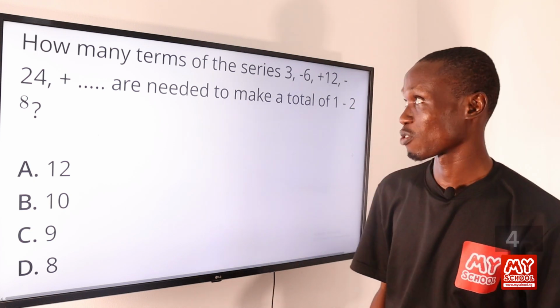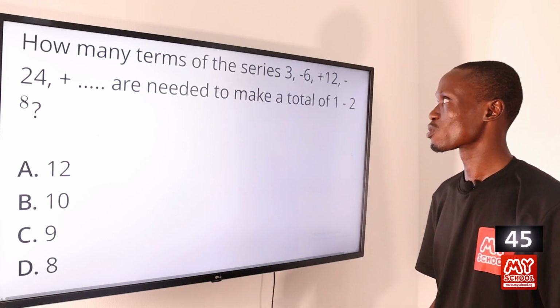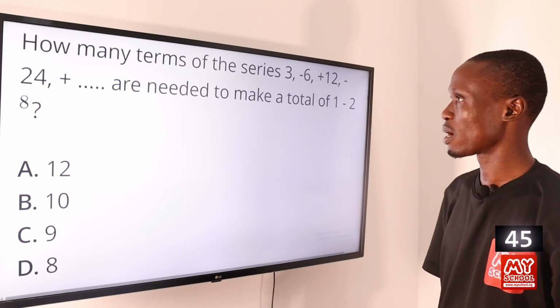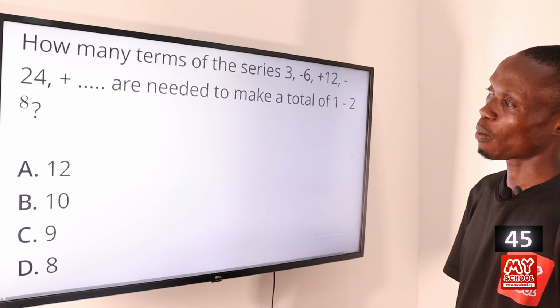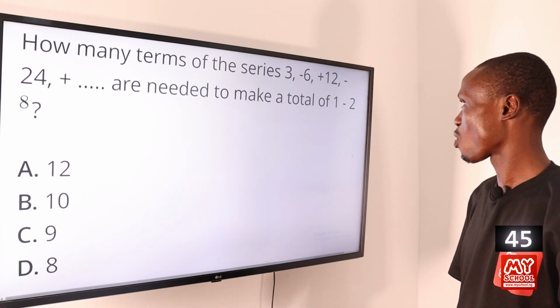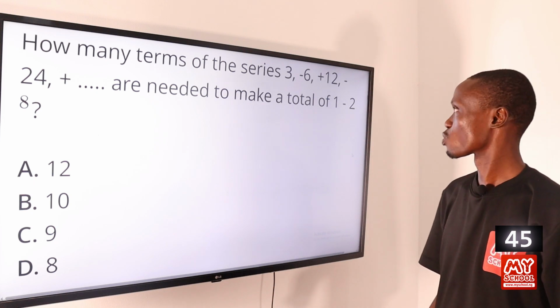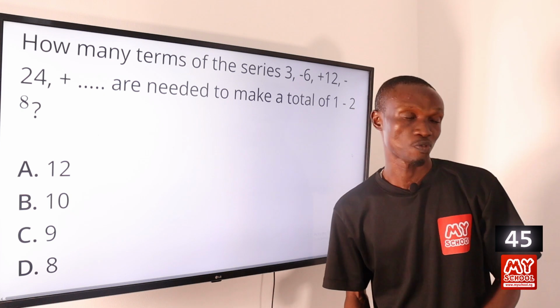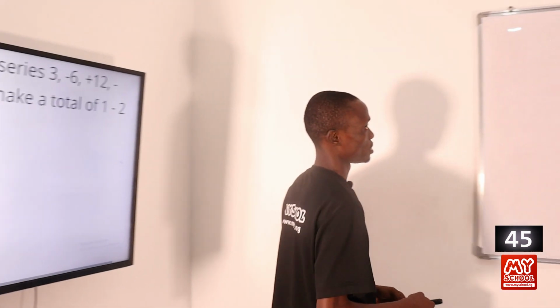Moving on to question 45. How many terms of the series 3, minus 6, plus 12, minus 24, plus dash dash dash are needed to make a total of 1 minus 2 raised to power 8? So let's move over to the board to provide answer to this question.